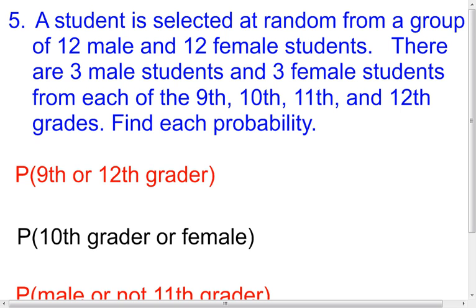So there are 6 9th graders, 3 male and 3 female, and there are 6 12th graders, 3 male and 3 female, which makes 12 out of 24 total, either 9th or 12th graders. And you can't be both a 9th and a 12th grader. So those are mutually exclusive events. You don't need to take any overlaps out of there. You don't need to worry about it, and you get a 1/2 probability.